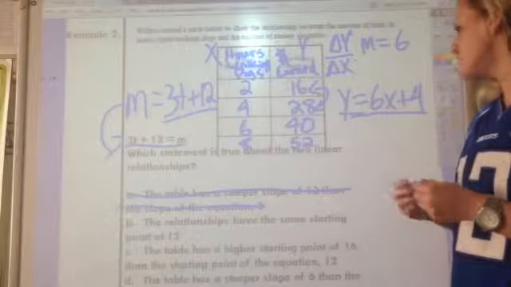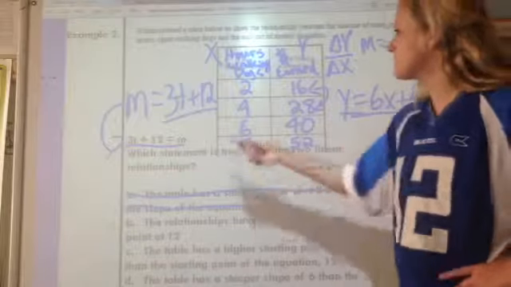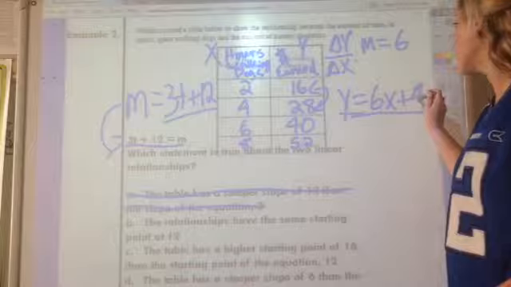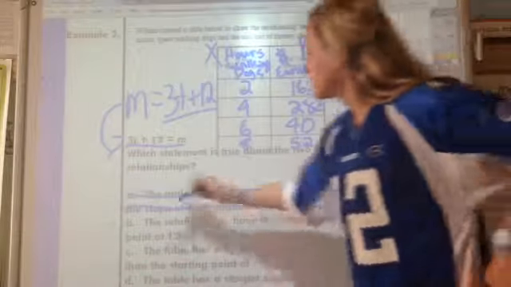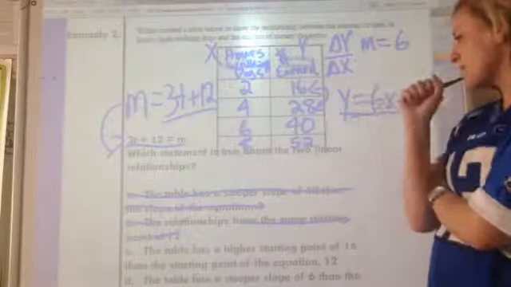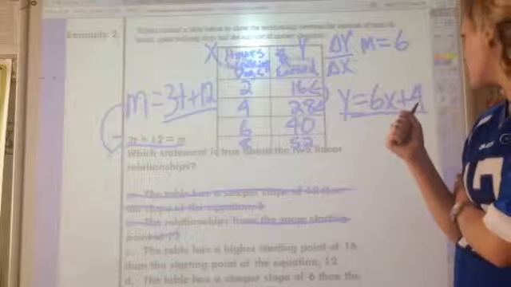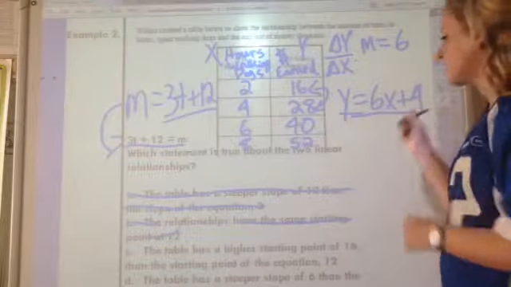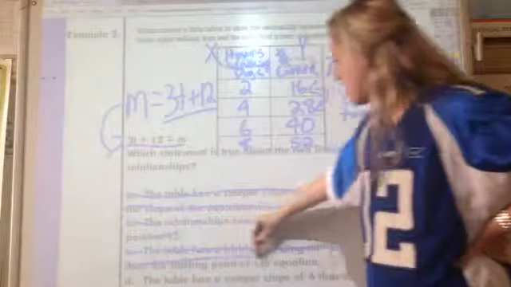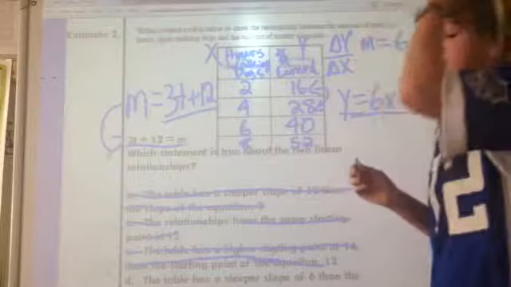B, the relationships have the same starting point at 12. Well, that also can't be true because the starting point for the first equation is 12, but the starting point for the table is actually 4. So we can go ahead and cross through that as well. C, the table has a higher starting point of 16 than the starting point of the equation, which is 12. Well, again, our starting point is 4, not 16, so we can go ahead and eliminate answer choice C. That leaves us with answer choice D.